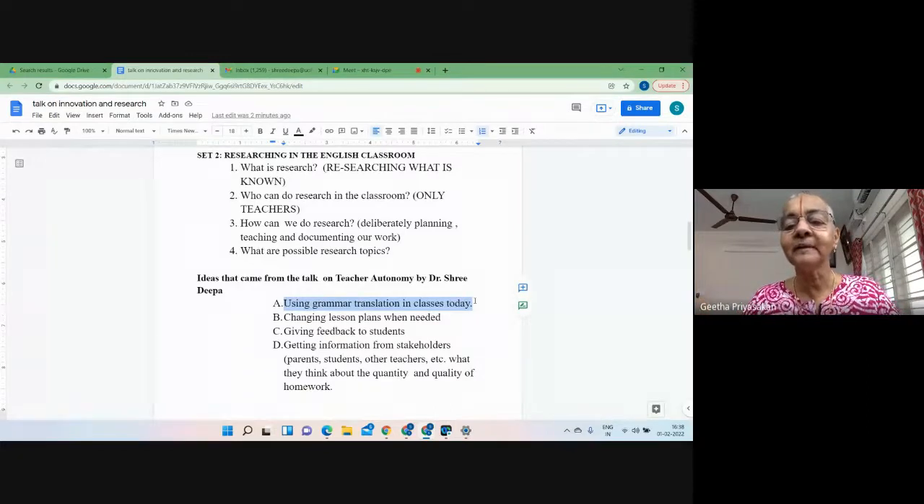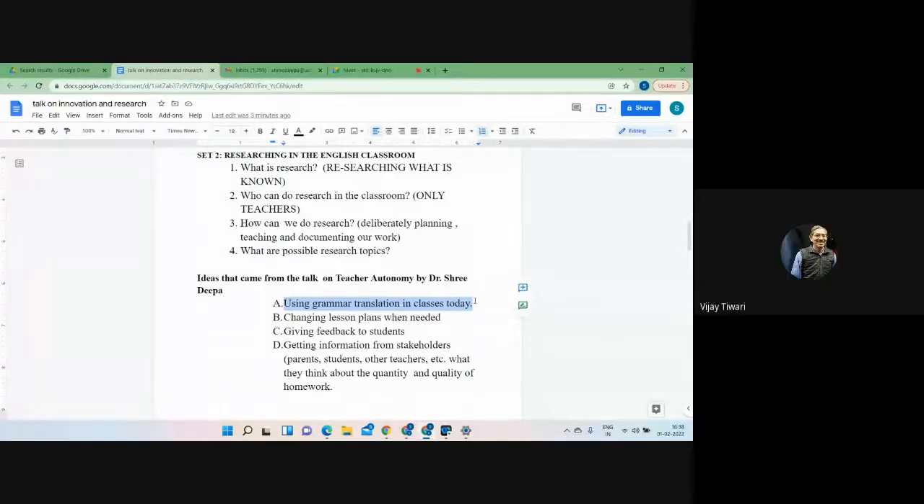So simple. It's innovative because you have brought in one old method, quote unquote old, into another, because you feel it's important, and you're showing, look, grammar translation also has a place in Indian English classrooms today. That is an innovative practice. It can become a research paper and a research article. Okay? Any questions, Mr. Tiwari?